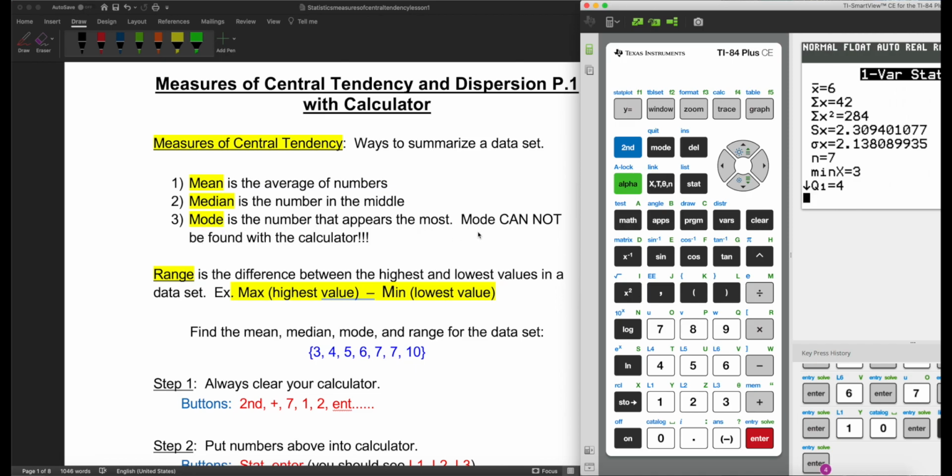Now, out of those three, mode is the one that cannot be found with the calculator. So if you come across that on the Regents, you still have to do that in the old way, which is basically just by looking at it, which is not hard to do.